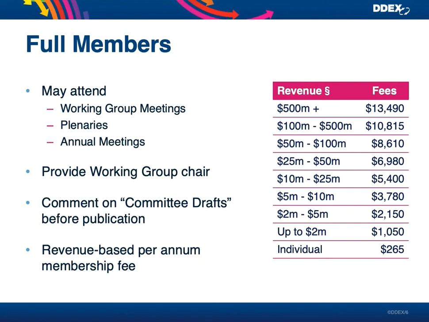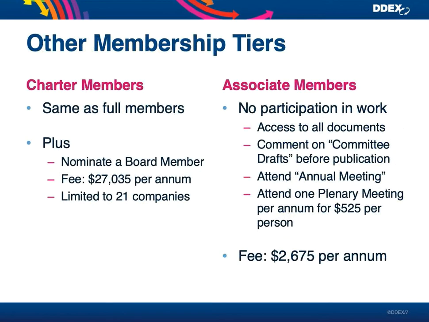Fees for full membership are revenue-based, as per the slide and obviously on our website. The other two categories of membership are charter members, who basically get the same benefits as full members, but are also able to nominate a board member. At the moment, there is a limit of 21 companies on the board. And then we have associate members.